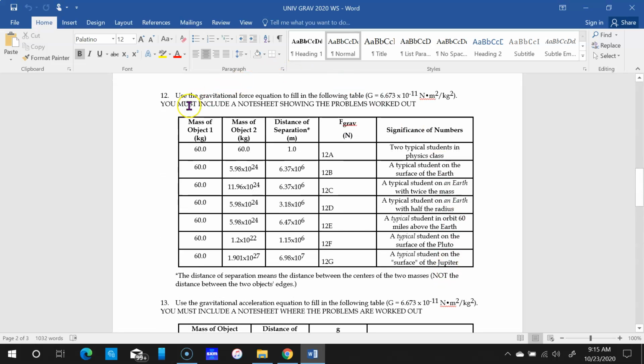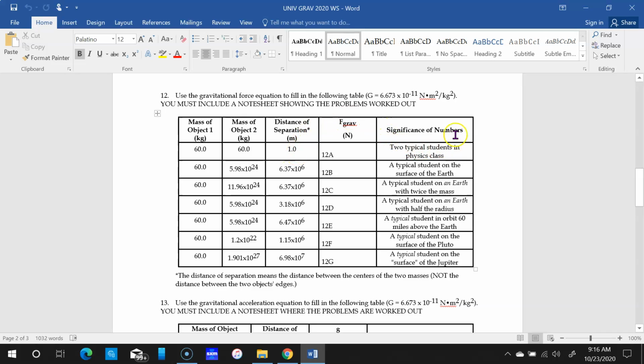All right, so for the first group here, you can see I've labeled them 12A, B, C, D, E, F, and G. And you're solving for F from the universal gravitation equation. So we'll go ahead and do problem 1 here, where you have 2 masses that are each 60 kilograms, and the distance between them is 1 meter.